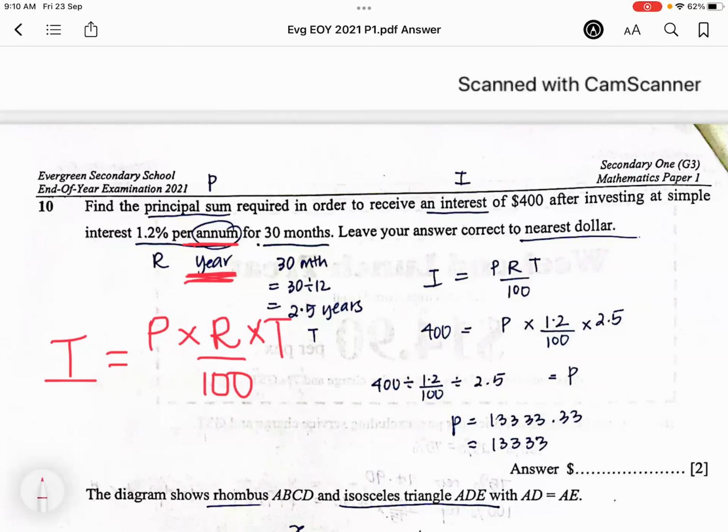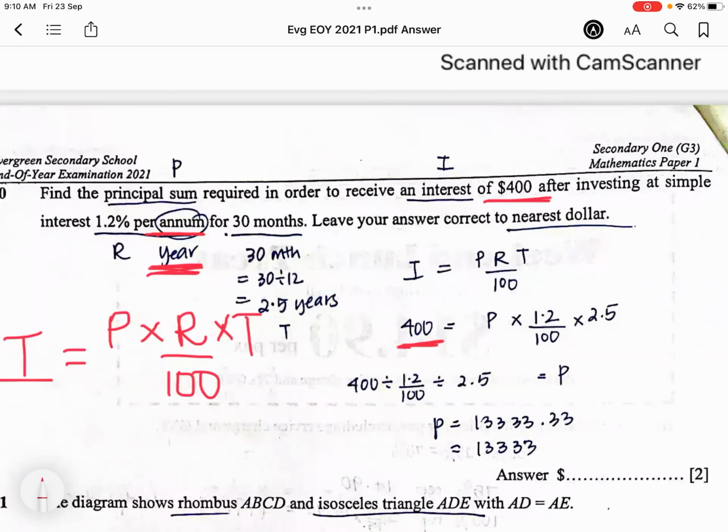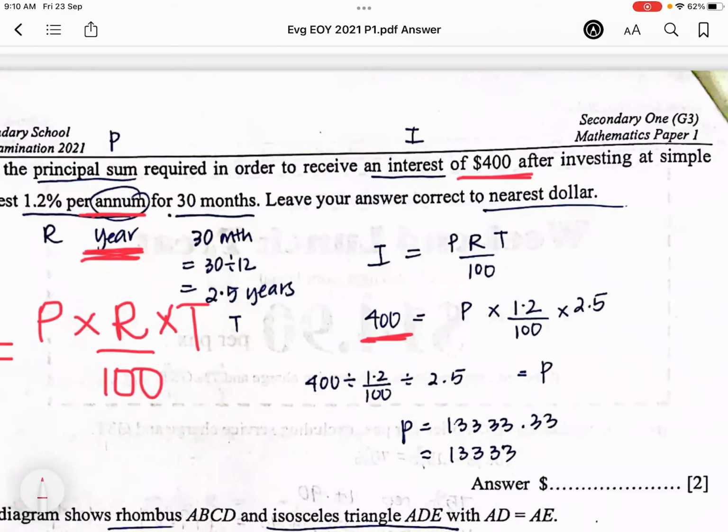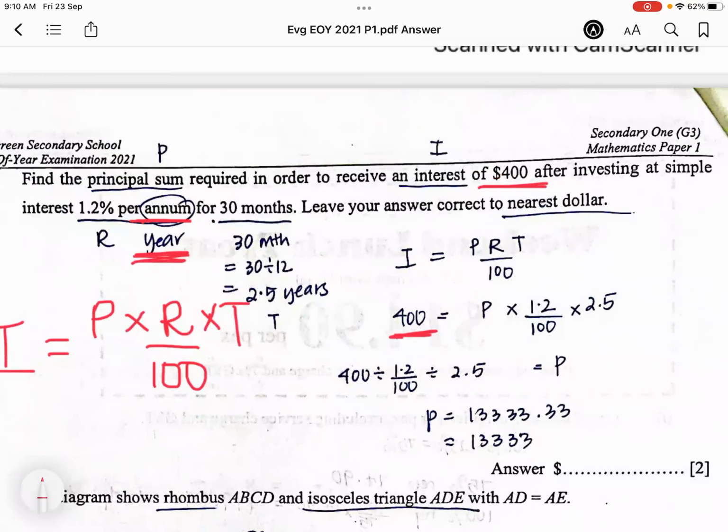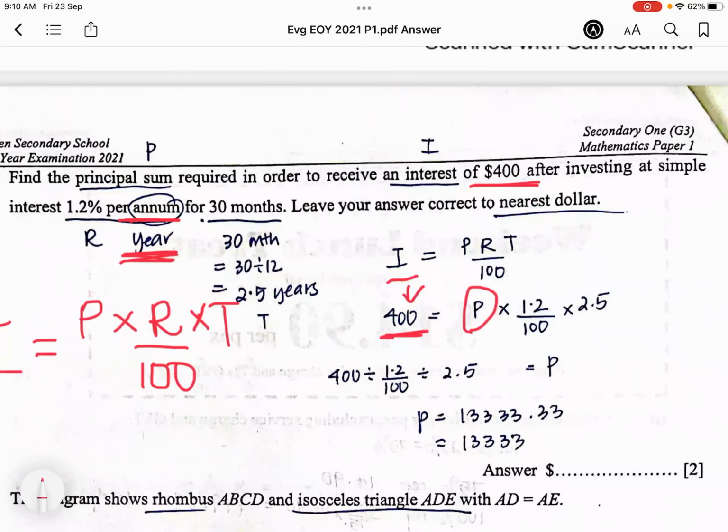Okay, so the principal sum is the amount of money that I do not know. This 400 is the interest that I get. It's not the original amount of money. So if it's not the original amount of money, that should be under the value for I. Okay, I is the 400. P is the one that I do not know. It's the question mark.